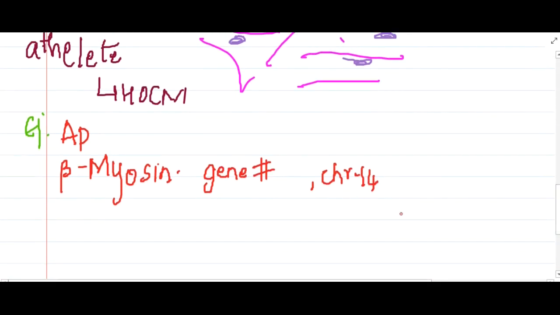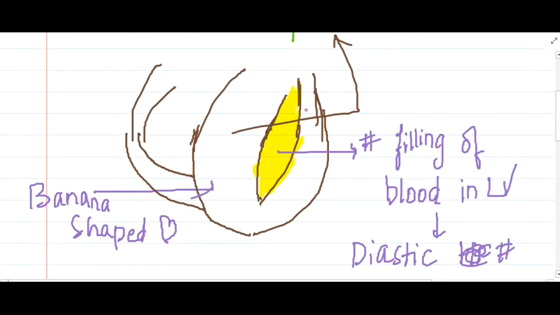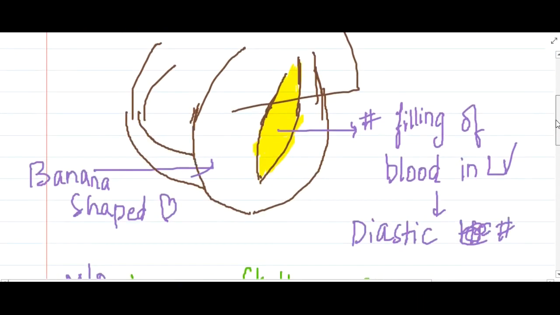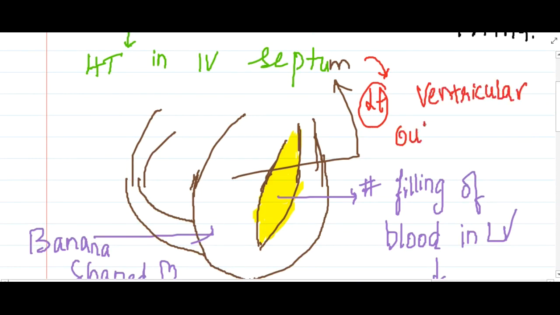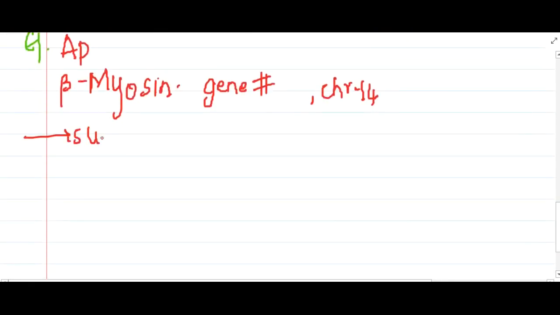In this hypertrophic cardiomyopathy, as I have said, asymmetric septal hypertrophy is seen, and this asymmetric septum will cause decreased filling. Definitely this hypertrophy in the interventricular septum will also cause left ventricular outflow obstruction, and because of the left ventricular outflow obstruction, this will work as subvalvular aortic stenosis. So this is a type of subvalvular aortic stenosis.